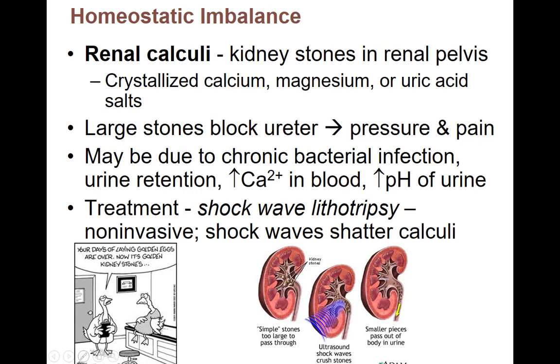Now, things that can happen in our kidneys. One, you can have renal calculi, which is the official word for a kidney stone. Has anyone had a kidney stone before? No one in here? Yay for you guys. A lot of times kidney stones will accumulate in the renal pelvis region. It's usually from crystallized calcium, magnesium, or uric acid salts. And so it's crystals. You've got these big chunky crystals that will hang out in there.